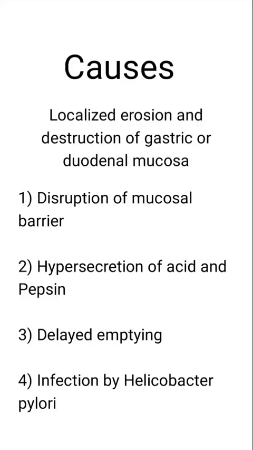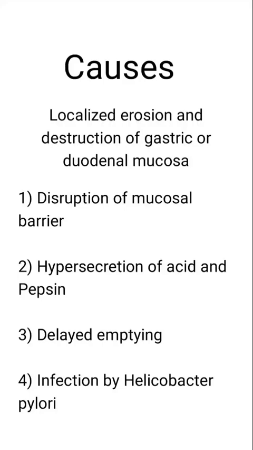First common cause is disruption of the mucosal barrier. Now, why does disruption of the mucosal barrier happen? This can happen due to excessive consumption of steroidal or non-steroidal anti-inflammatory drugs. These are usually painkillers or pain medications. Second cause of disruption of the mucosal barrier is excessive alcohol consumption. Third, it might be because of bile salt regurgitation. So these are the causes which are responsible for disruption of the mucosal barrier.